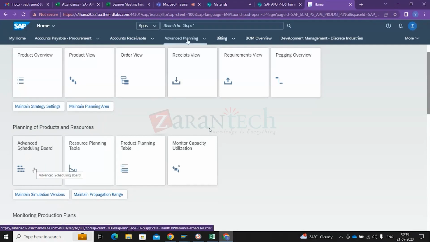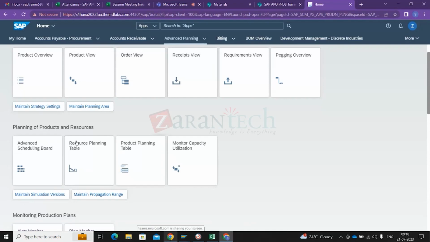Just like I told you, one of the most important and powerful tools with PPDS is the detailed scheduling board, because for planning there are multiple options. Out of PPDS, the PP part is production planning. To do production planning, there are multiple options like MRP, SNP, IBP, and so on. But for the detailed scheduling part of it, there is only one option. That is this PPDS tool. And because of that, this advanced scheduling board app is the most important one across all.